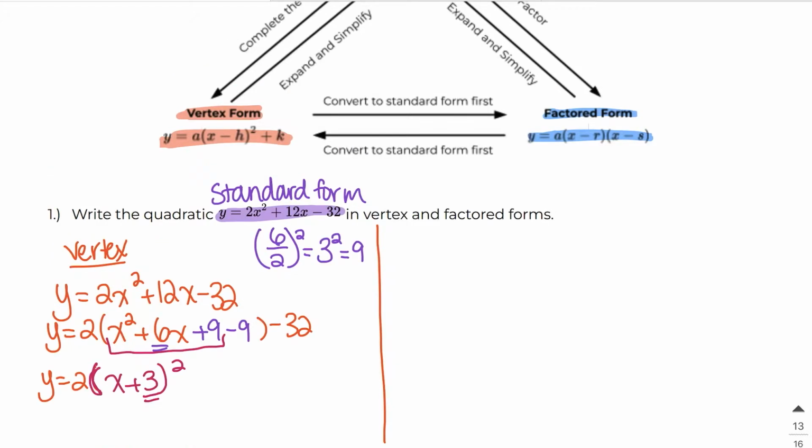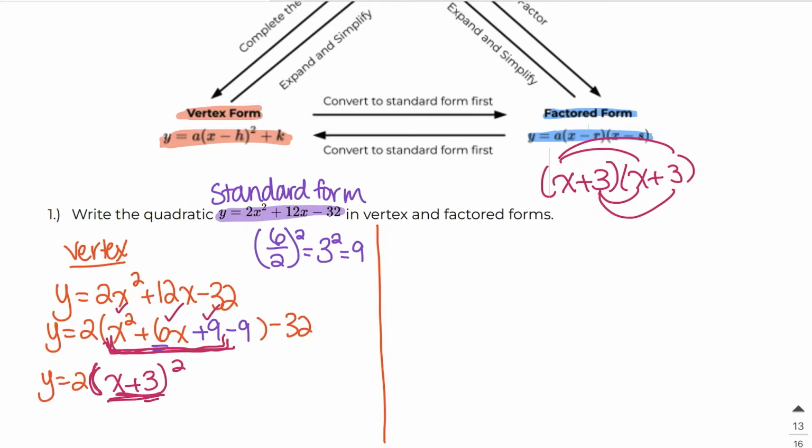So just a reminder that this right here is x plus 3 squared because when I expand it out, I get this x squared plus 6x plus 9. So right here, x times x gives us this x squared. X times 3 gives us 3x. 3 times x gives us another 3x. That's where the 6x comes from. And then 3 times 3 is 9.